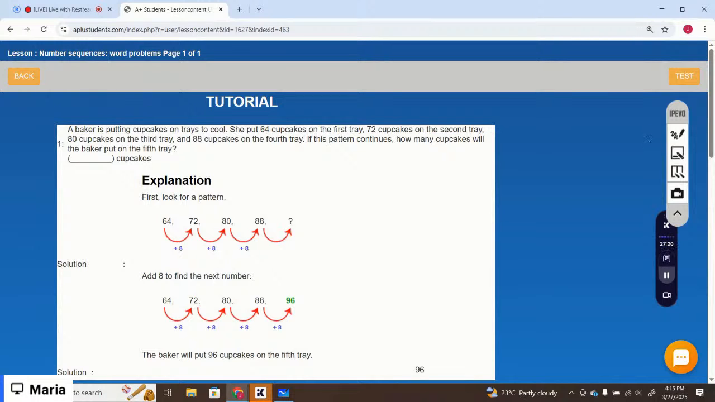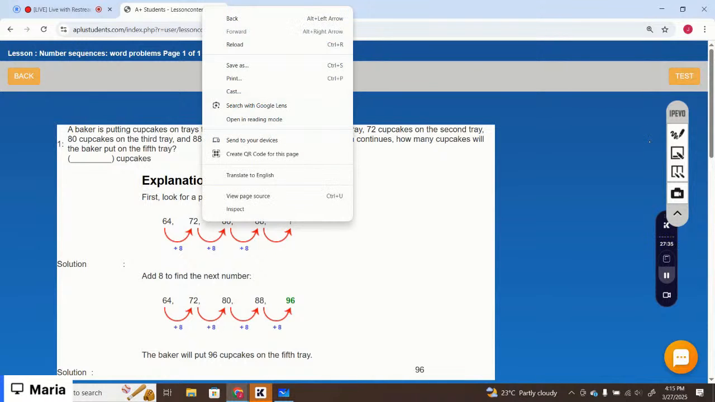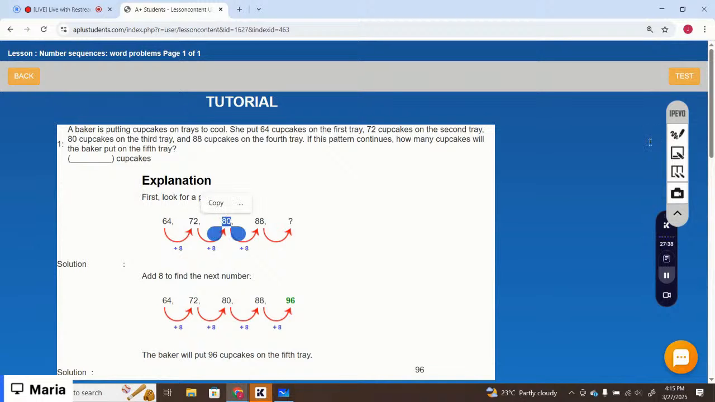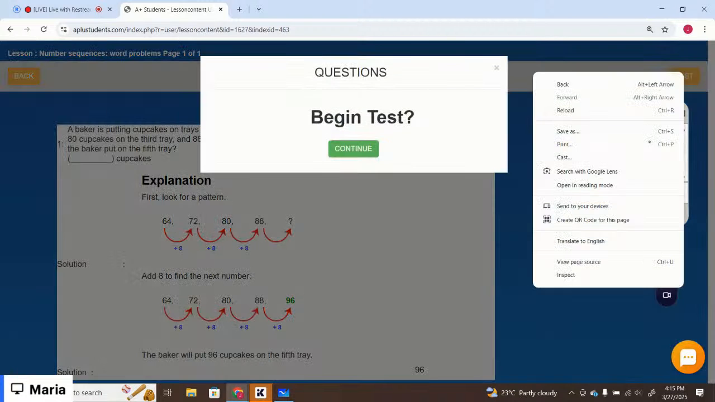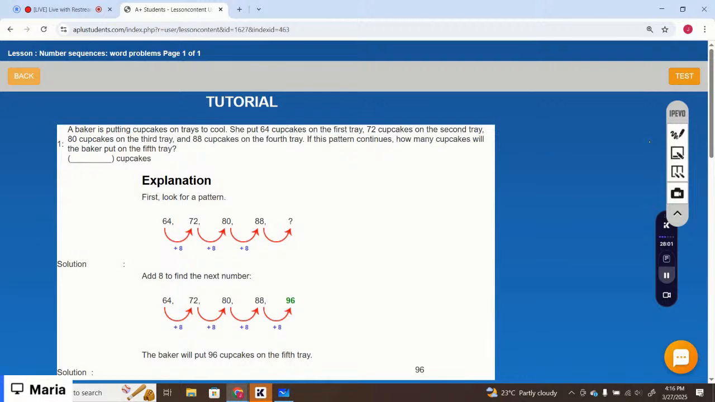64, 72, 80, 88. We need to find the next number in the sequence. The first thing we need to see is how the pattern is going. We need to find a rule. 64 plus 8 is 72. 72 plus 8 is 80. 80 plus 8 is 88. Now we need to add 8 for the next number. So 88 plus 8 is 96. So that means the baker will put 96 cupcakes on the fifth tray. Let's just start with the test questions.